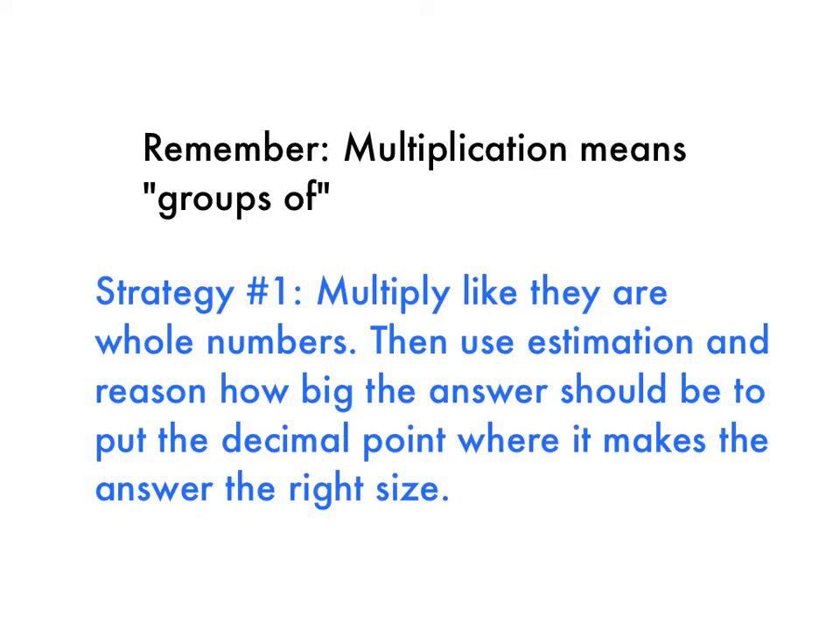First, we want to remember two things. The first thing is, we want to remember that multiplication means groups of. Today, our strategy is going to be to multiply like they are whole numbers, and then we're going to use estimation and reason how big the answer should be to put the decimal point where it makes the answer the right size.